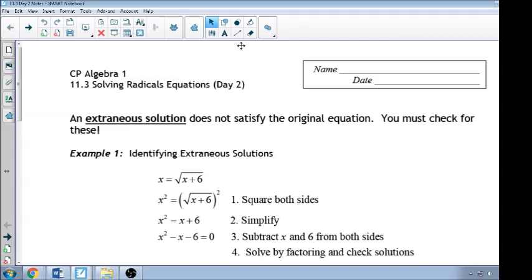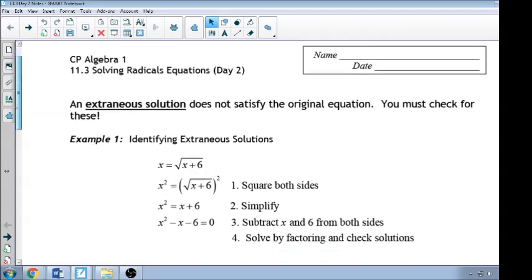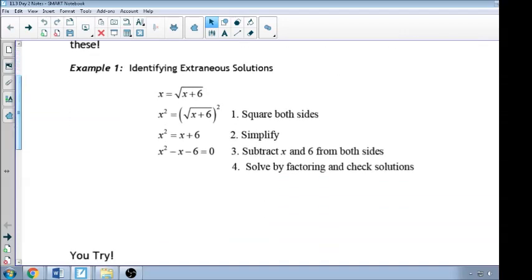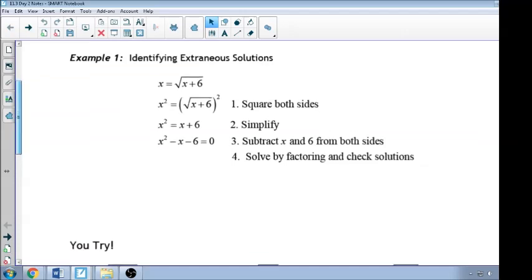So what we're going to do is, it's the same idea as our last lesson where we're going to isolate the square root. We're going to square both sides. Now, what's going to end up happening is sometimes we're going to have to factor, like you see in example 1 here.